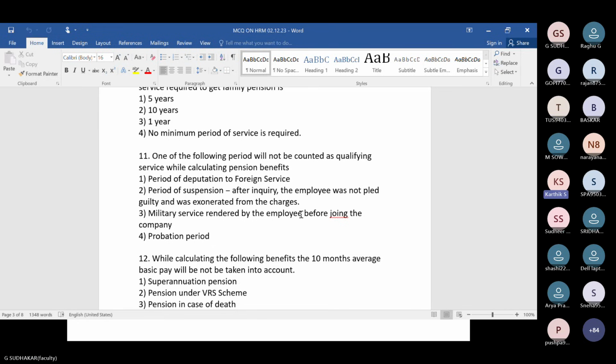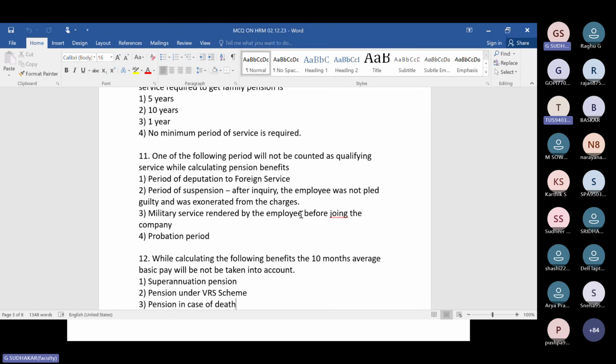Sir, deputation to foreign service. Option 3? Let her answer it. You just read the question well. I have given enough time. Option number 1 is period of deputation to foreign service. Second, period of suspension after inquiry, where the employee did not plead guilty and was exonerated. Third, military service rendered by the employee before joining the company. That will not be counted, no.